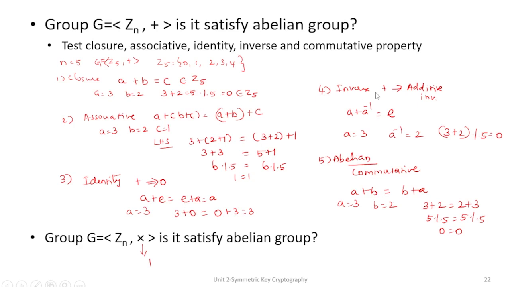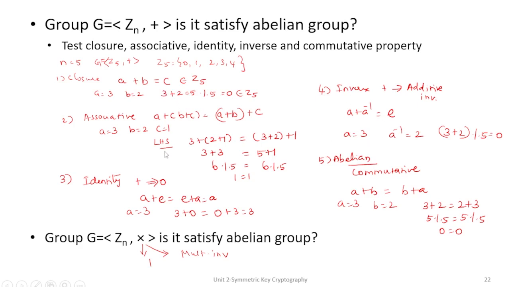So inverse means if plus is given, we should use the additive inverse value. For example, if they give the multiplication operation, we should use the multiplicative inverse of a particular element. So the formula is A plus A inverse equal to E. Here, for plus, the identity element is 0, so the answer should be 0. So the additive inverse of 3 is 2. So 3 plus 2 mod 5 is 0. So in this way, the inverse property is also satisfied.